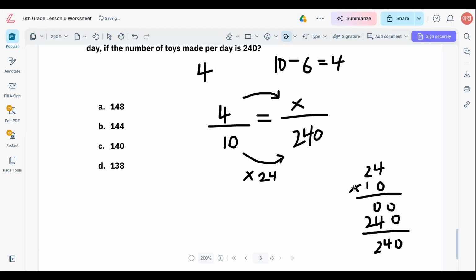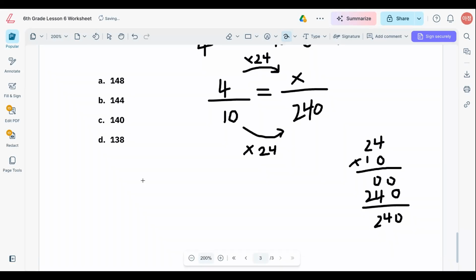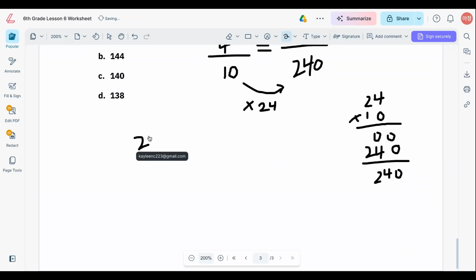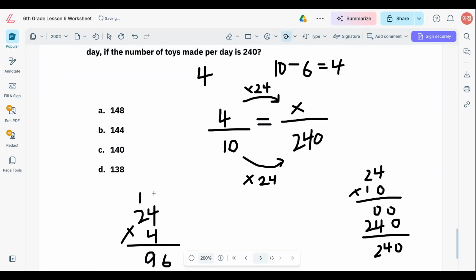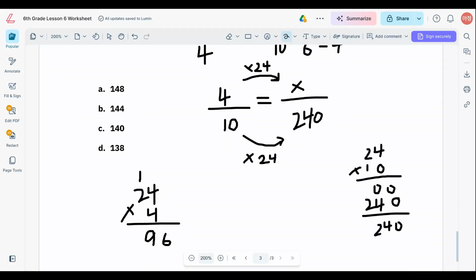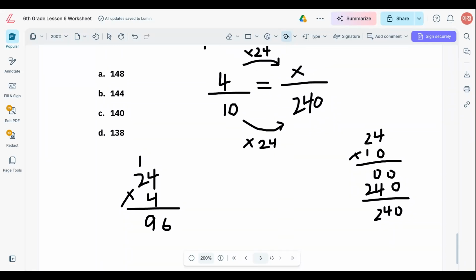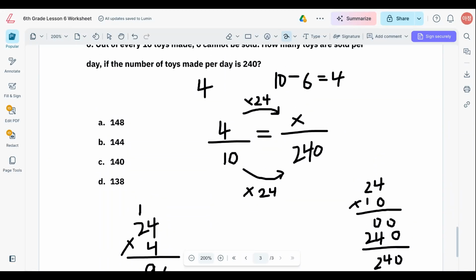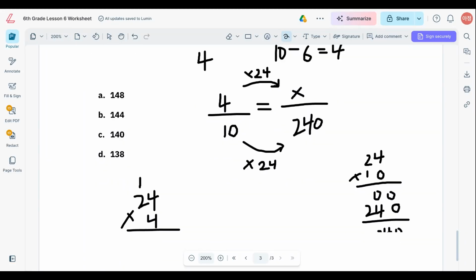And then that would mean that we also multiply 24 on the top. So 24 times 4. Let me do it on the bottom. 24 times 4. 4 times 4 is 16. Put 1 there. 4 times 2, 8. Plus 1 is 9. Oh, so it should be 96. Alright.